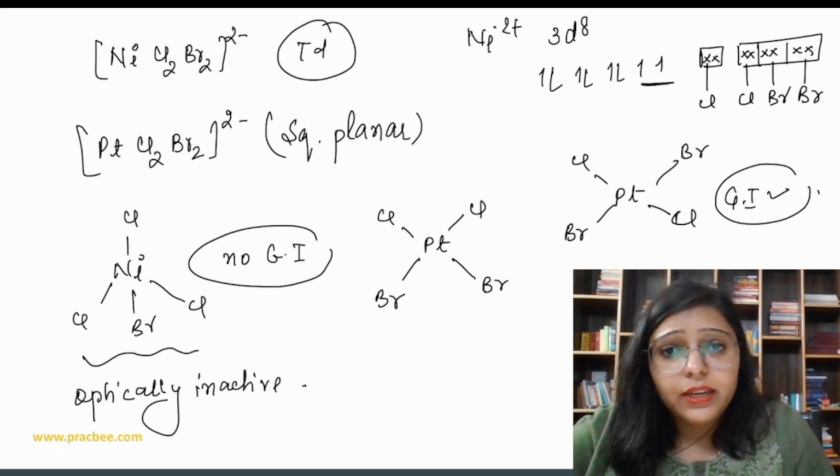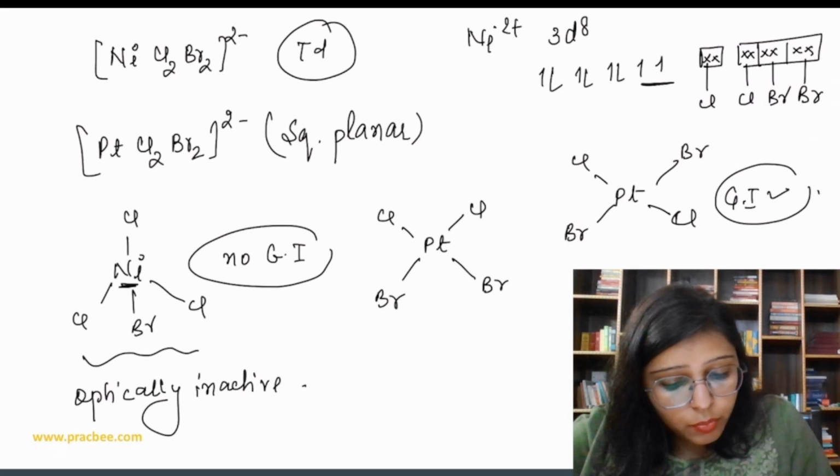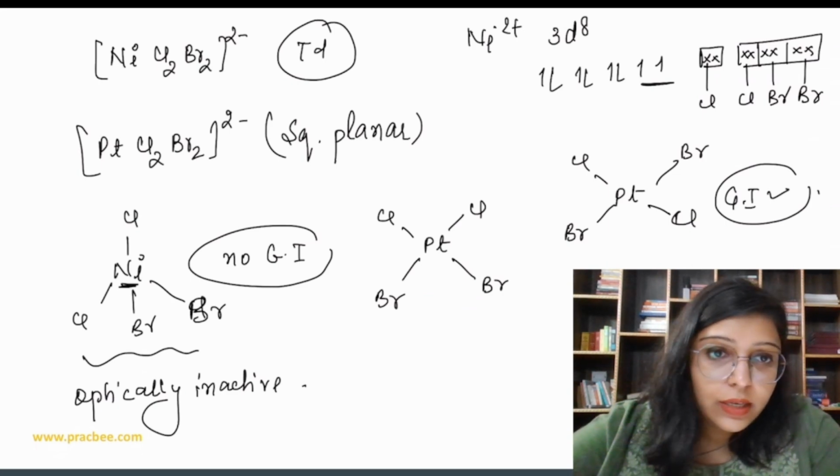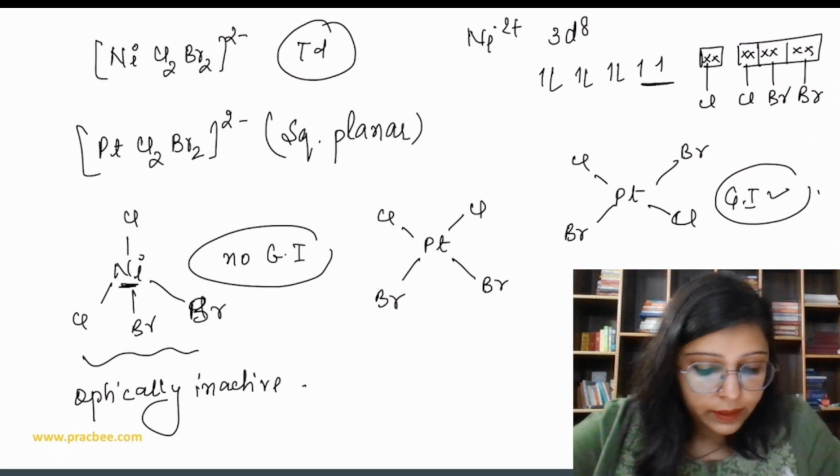Why is it optically inactive? Because nickel is not bonded to 4 different ligands. So this is optically inactive. We do not have the chiral center.